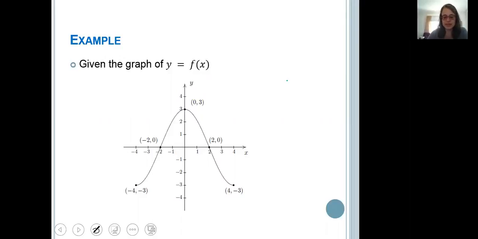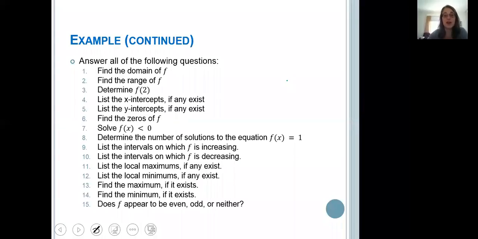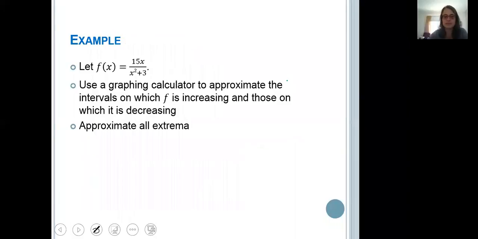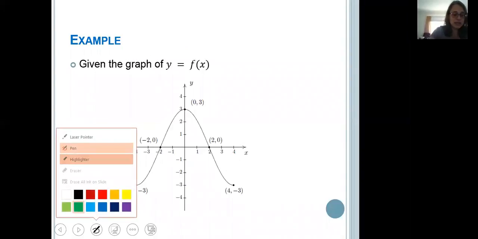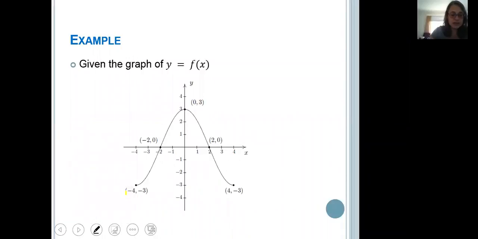Let's see what we're going to do with this picture. We are going to answer all of the following questions. So we're going to start with the domain. What is the domain? The domain, remember, is the region of the x-axis that's included by the function. In this case, the domain goes from -4 all the way up to 4. And these closed circles here and here mean that -4 and 4 are both included in the domain.